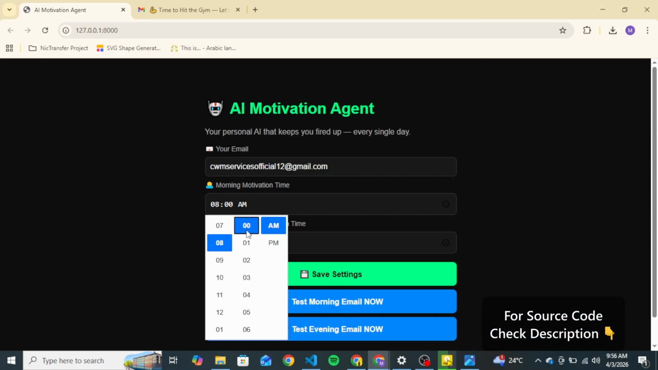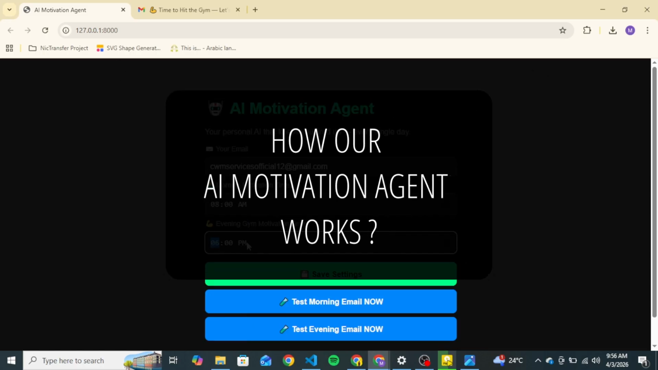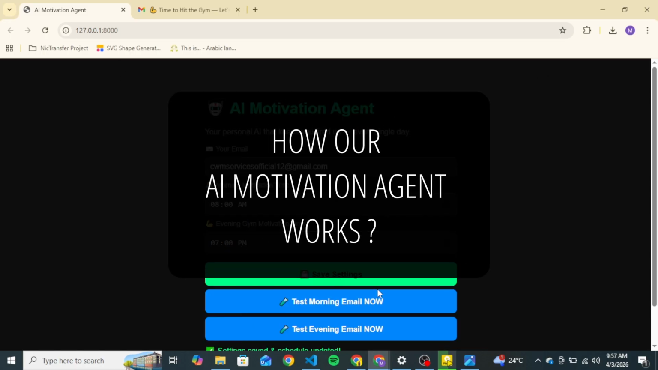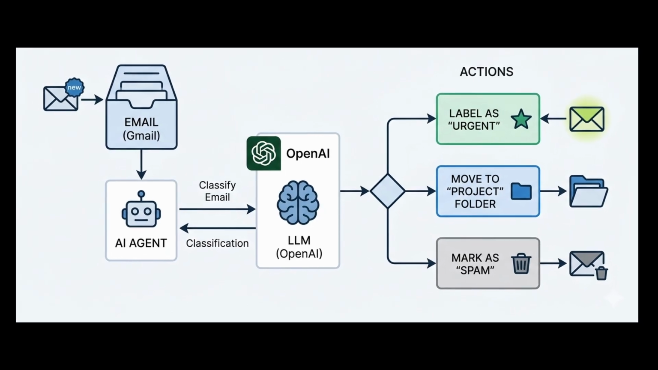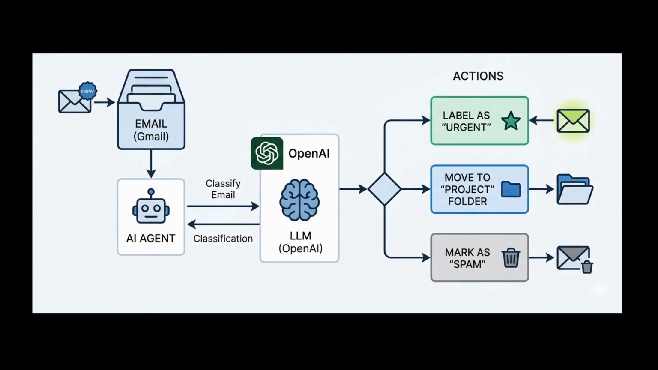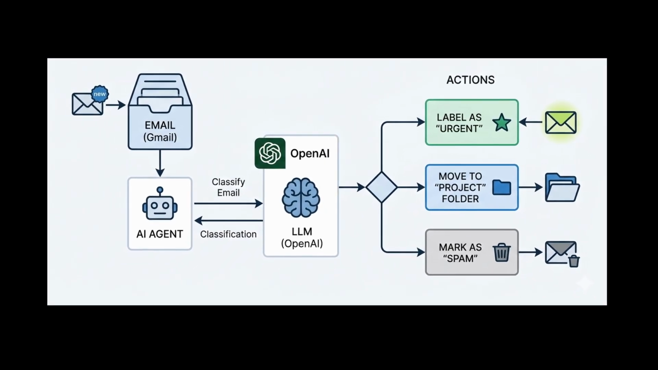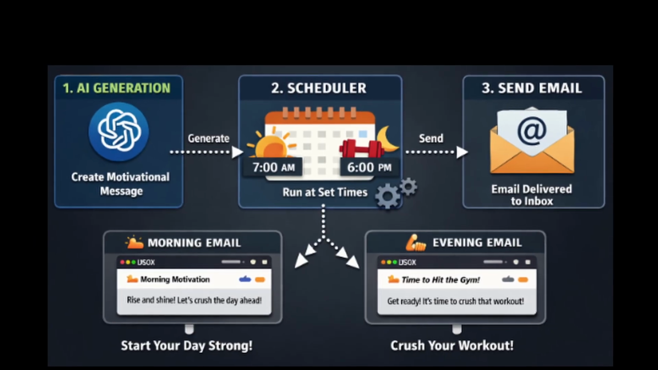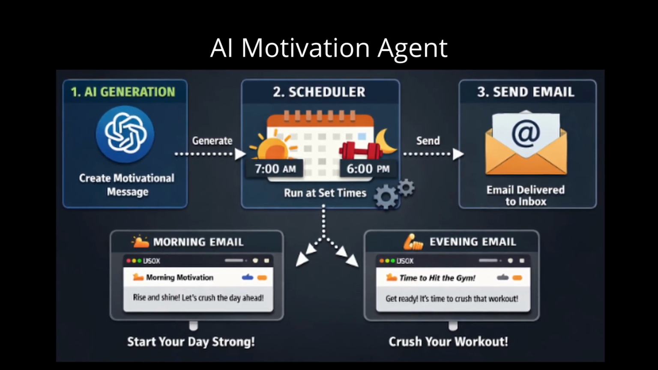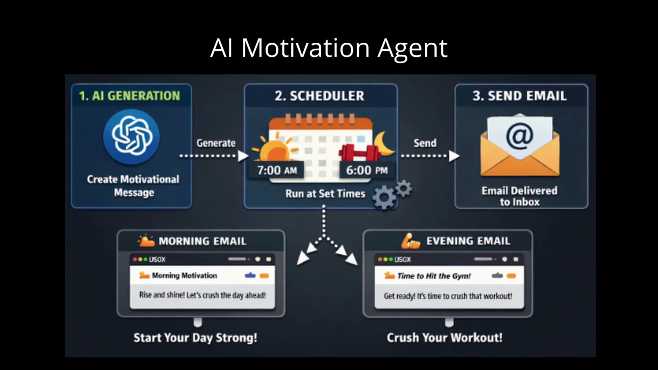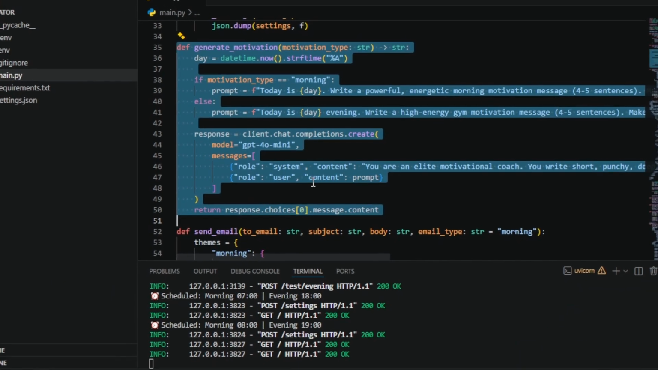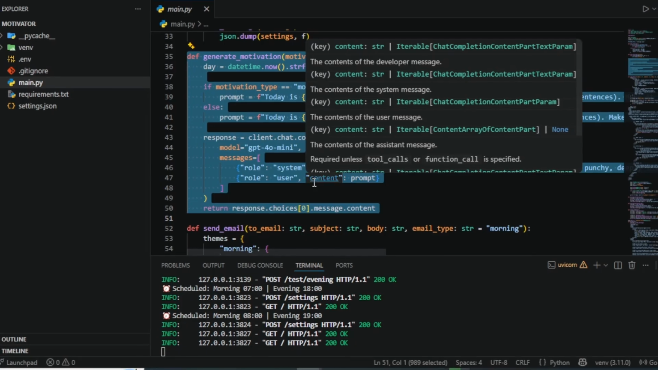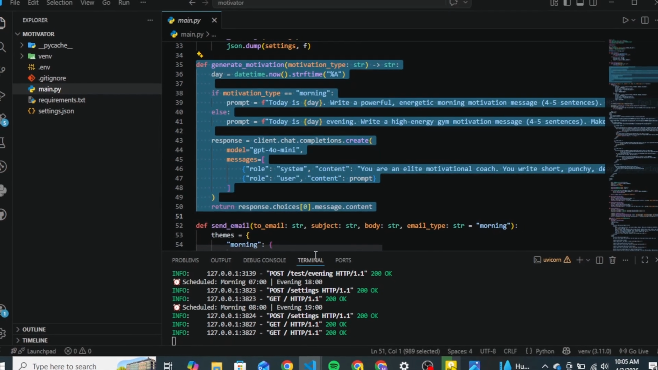So before we jump right into the coding part, let's see the flow of the project and how it works. Basically, the AI agent is the combination of using LLM or AI actions and other third-party integrations. In this case, we have LLM or OpenAI, which will create the motivation message for us. We will write a function for it. It will be based on the type of alert, such as morning or an evening motivation.